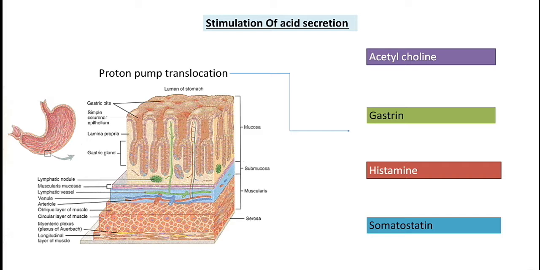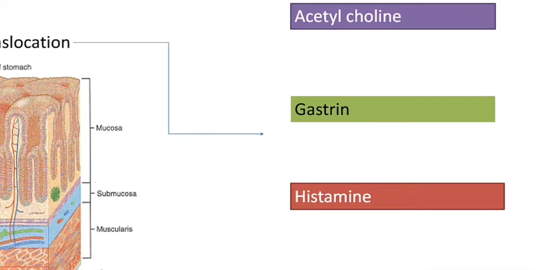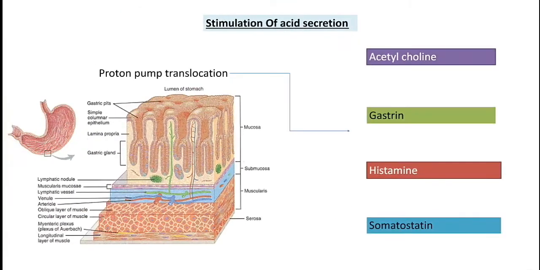There are 3 regulatory molecules that stimulate acid secretion: acetylcholine, histamine, gastrin, and 1 regulatory molecule that inhibits acid secretion, that is somatostatin. Acetylcholine is a neurotransmitter that is released by enteric neurons. Histamine is a paracrine that is released from ECL, enterochromaffin-like, cells.